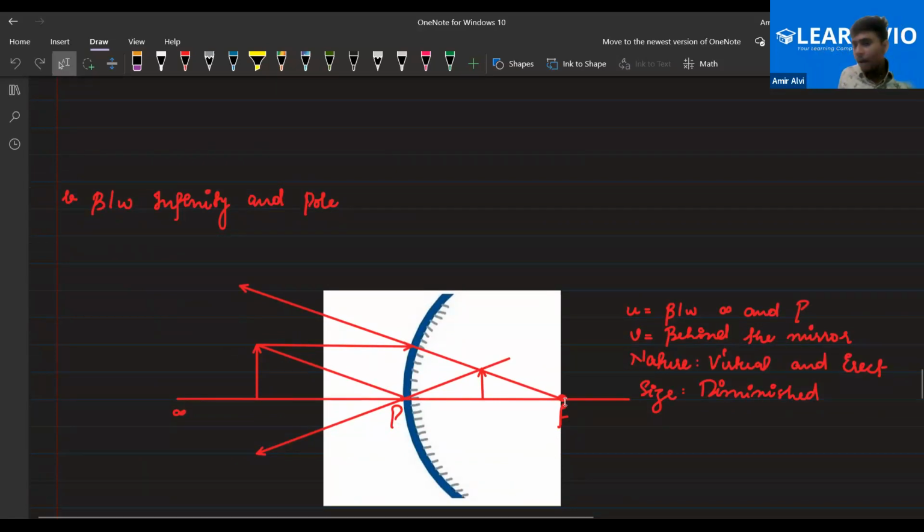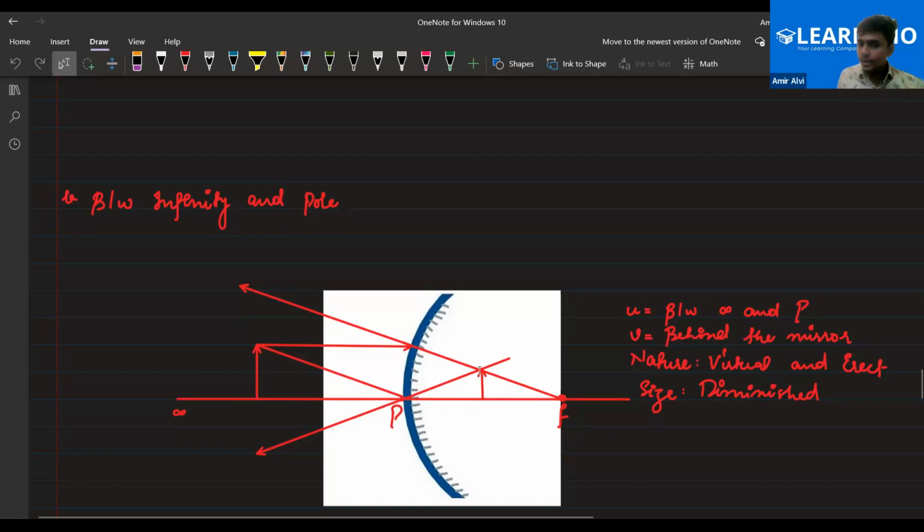But if I extend in the backward direction, it is intersecting at a point. So that point will be considered as the focus point. Right, everyone? And the second ray is basically following the law of reflection. If I strike the ray with some angle I, it will reflect back with the same angle.